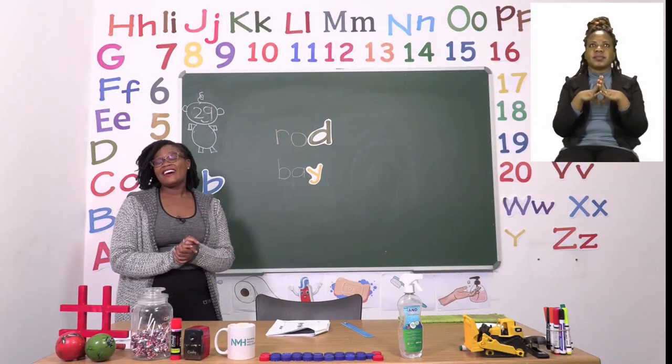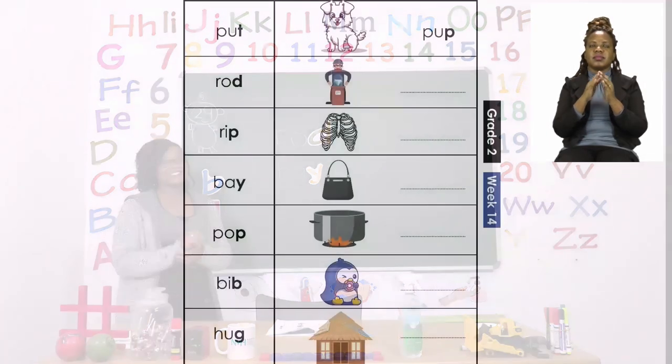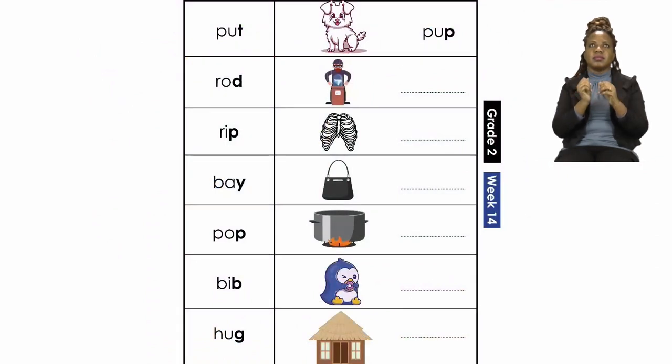Now for our last exercise, boys and girls, let's turn to page 29. On page 29, we are going to be doing ending sounds. Now the sounds that you're going to hear will change with the addition of another letter. So we are going to take off a letter and put another one to change the word. We are going to use the pictures to help us. The first one has already been done for you. The first word was put.